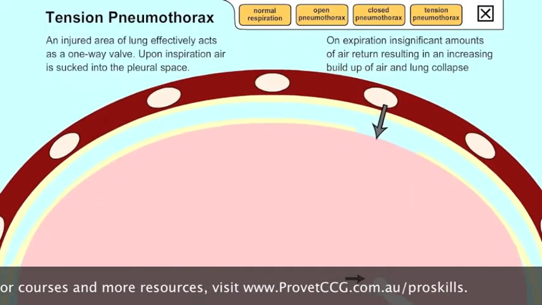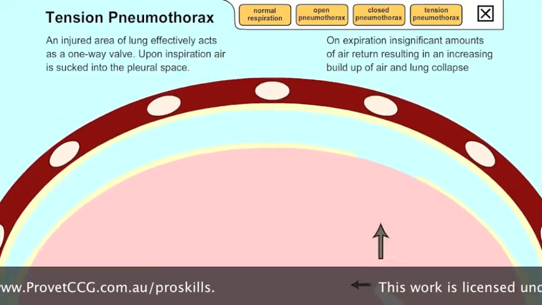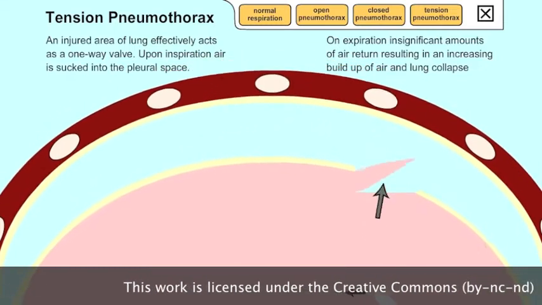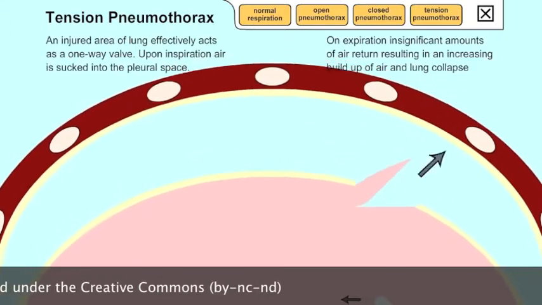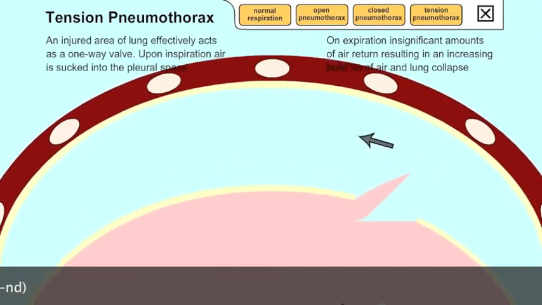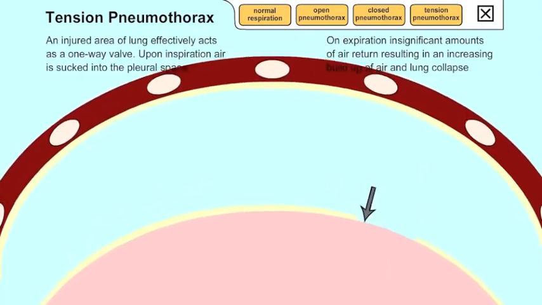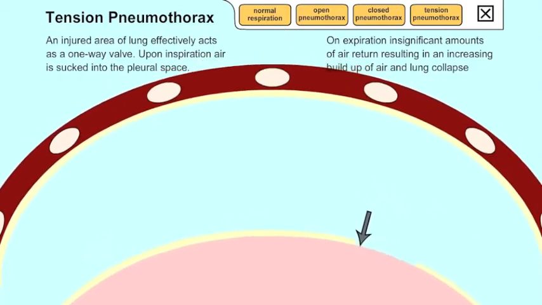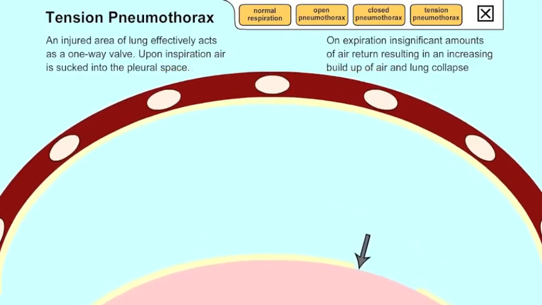Now, the tension pneumothorax, this really is one of the most life-threatening pneumothorax categories. And what's happening is we have an injured area of lung, and it's effectively acting as a one-way valve. So when the animal breathes in, air is sucked into the pleural space. And when the animal breathes out, insignificant, so tiny amounts of air return. And what happens is we get an increase of air between the lung and that pleura, and the lung will eventually collapse.